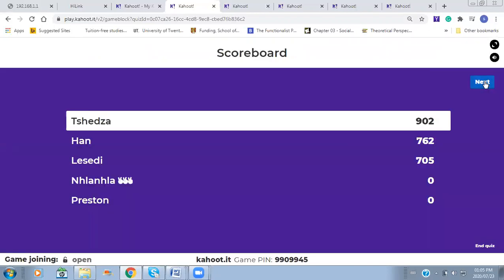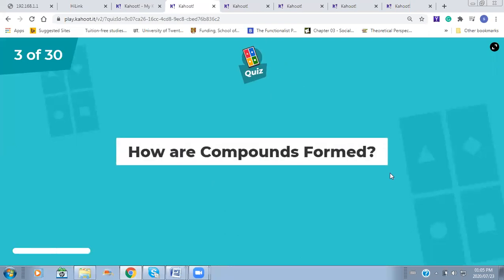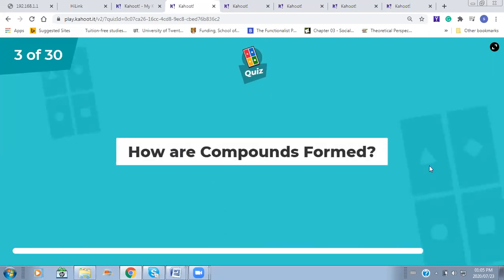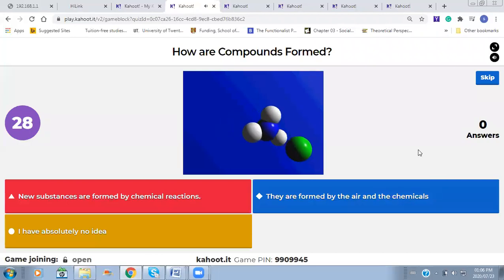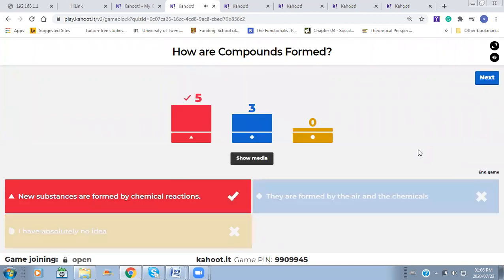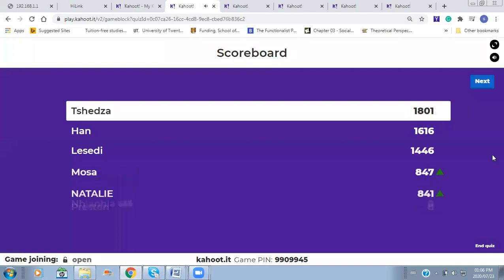All right, the scoreboard is still the same: Teza, followed by Han and Mercedes. Let's get moving. Question 3. How are compounds formed? A, a new substance is formed by chemical reactions. B, they are formed by air and the chemicals. And then C, I have absolutely no idea. Let's get going. Very good. 5 people got this one right and 3 people got it wrong. Let's see the one who answered first. Yes, it was Mosa, followed by Natalie and Teresa.